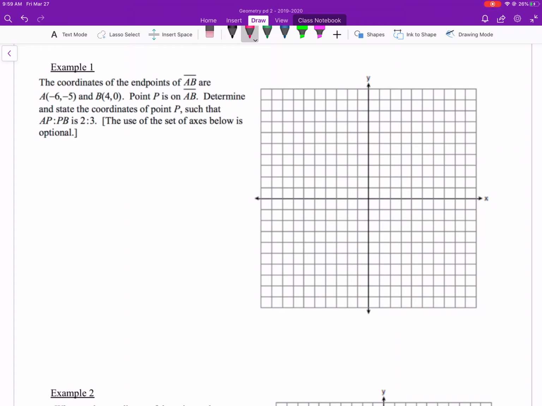So A is (-6, -5). Let's graph that point. Okay, and B is (4, 0). Be as careful as you can making this line. So let me make sure I label AB. Make that line as straight as you possibly can.